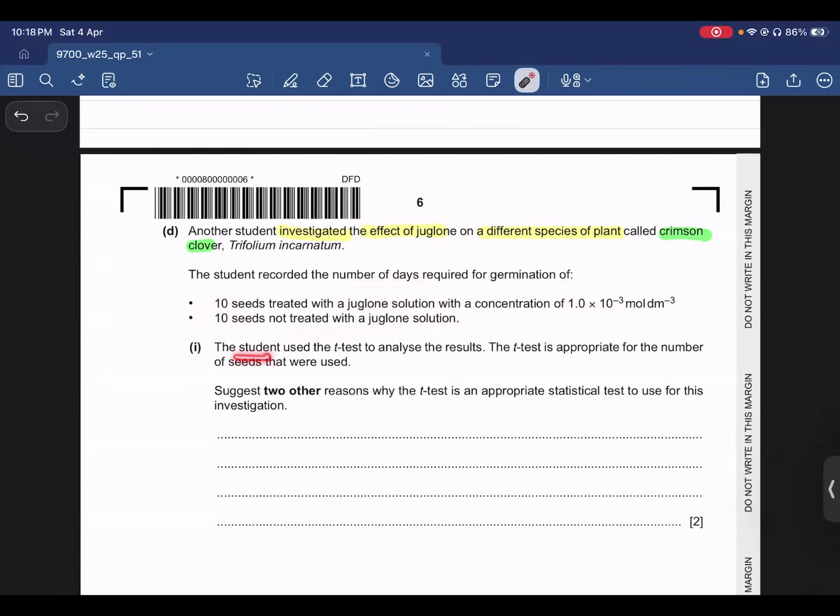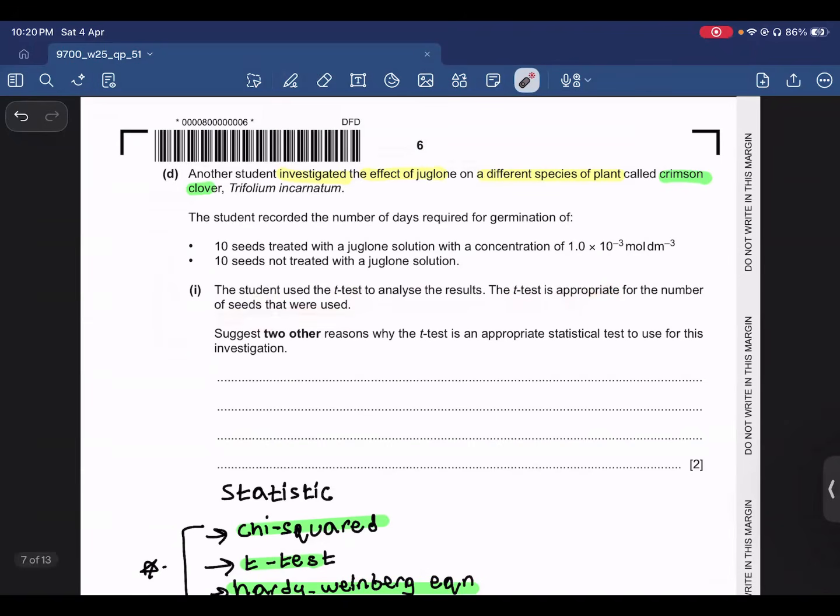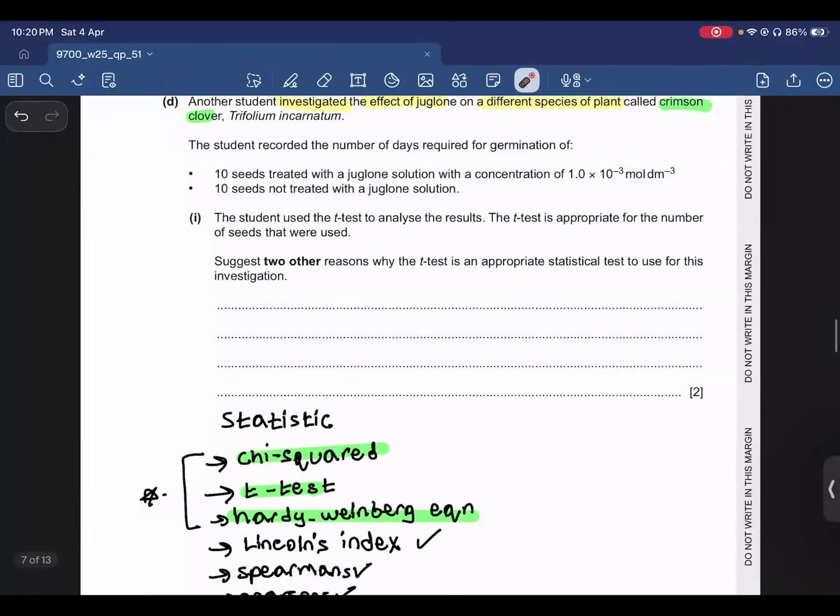The student used the t-test to analyze the results. The t-test is appropriate for the number of seeds that were used. Suggest two other reasons why the t-test is an appropriate statistical test to use for this investigation. मतलब कि हम chi squared या Hardy-Weinberg equation हम सिर्फ क्यों नहीं use करते, हम सिर्फ t-test क्यों use करते हैं?